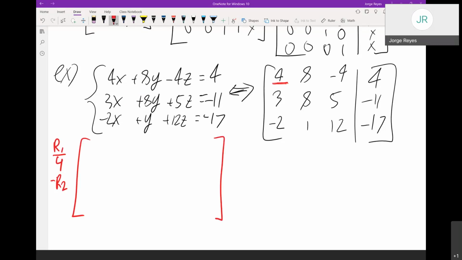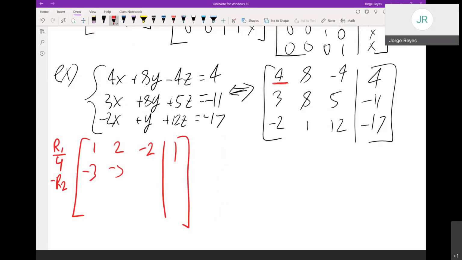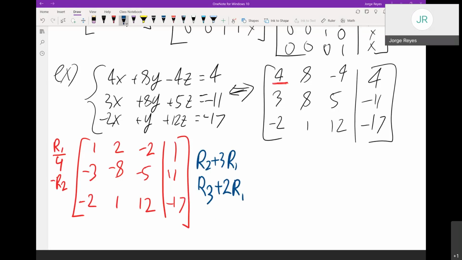So then I'm going to do 1, 2, -2, 1, -3, -8, -5, 11, -2, 1, 12, -17. Now I'm going to do row 2 plus 3 row 1 and row 3 plus 2 row 1. And I hope you can understand why I'm doing these. Because the goal is to get row echelon form, so the first thing I'm going to do is make these two things 0 under the 1 that I just made.